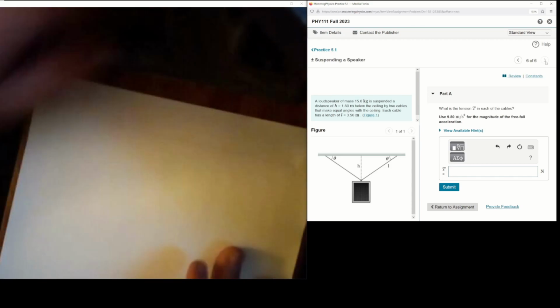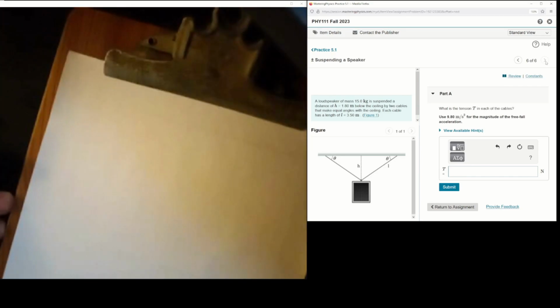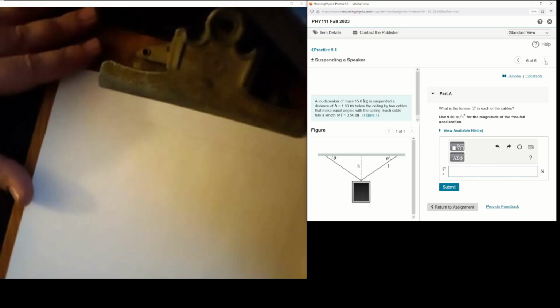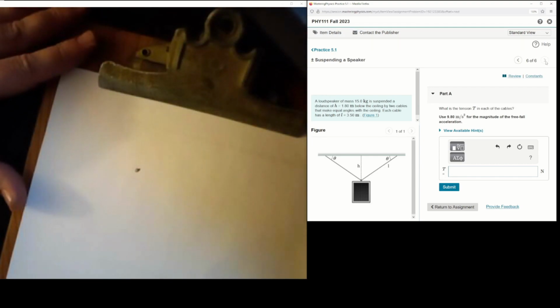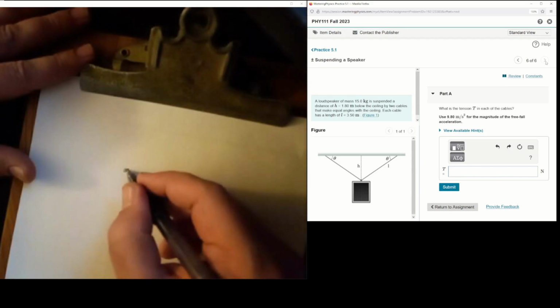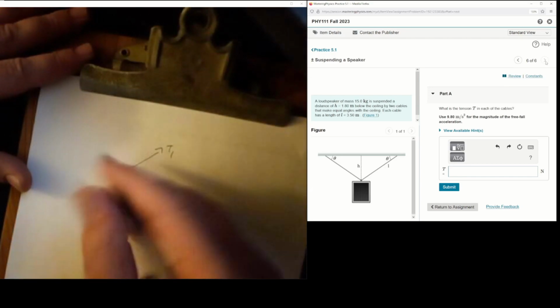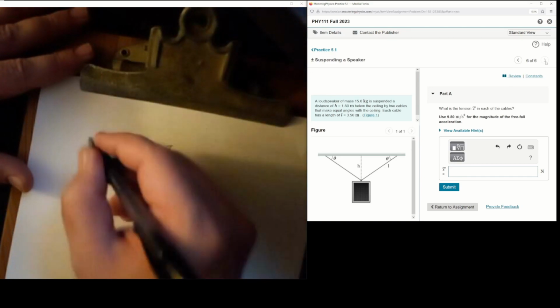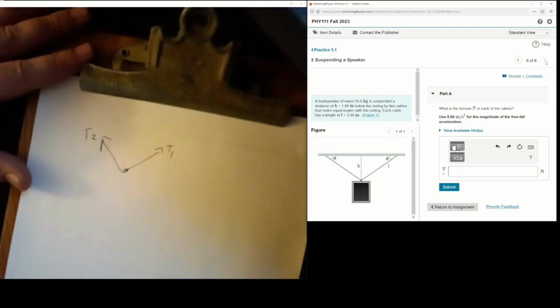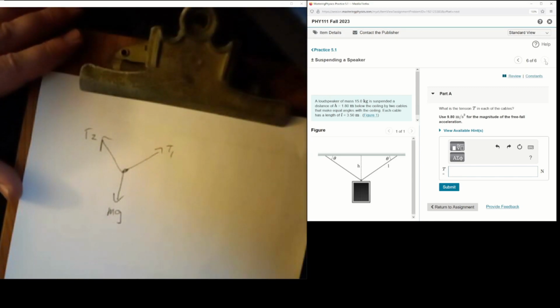And the last one is a speaker, I guess, just hanging there. All right, well, here's the speaker. It's that dot. There is a tension 1 going that way. And I'll call this other one tension 2 going that way. The speaker has mass. That creates a weight going down.